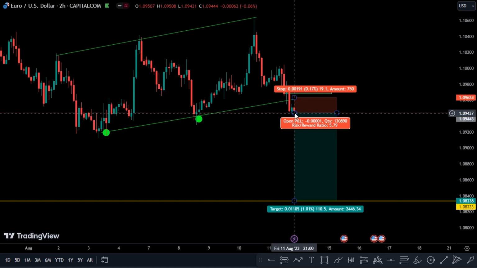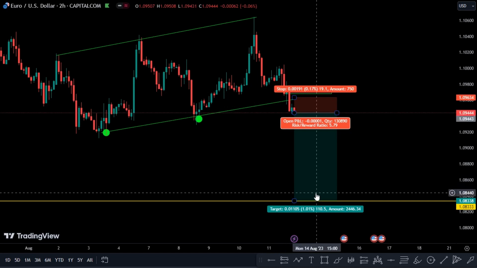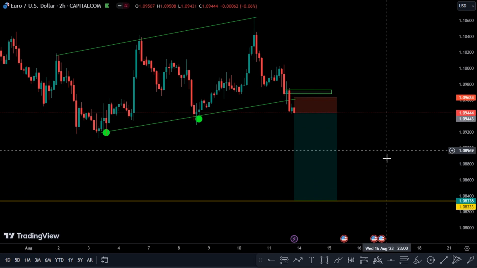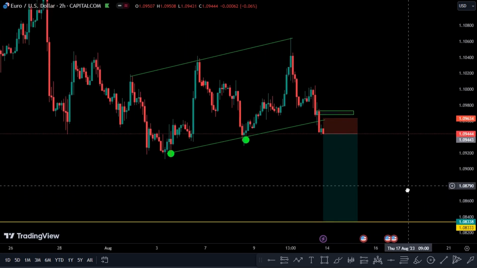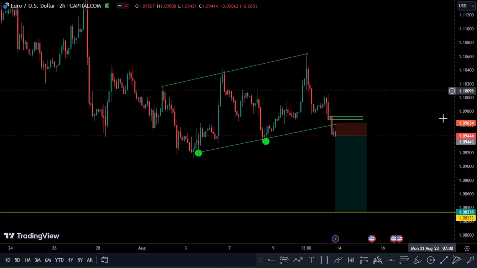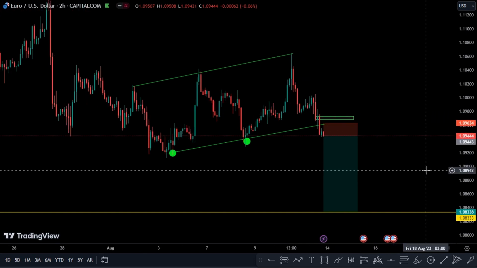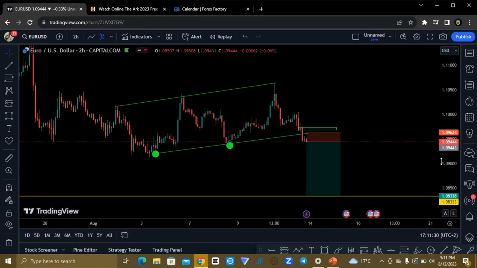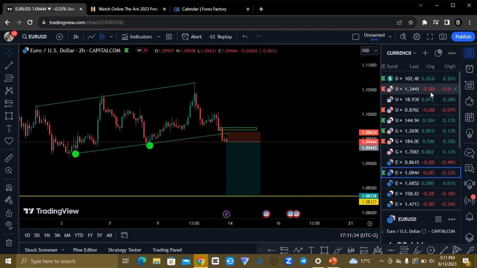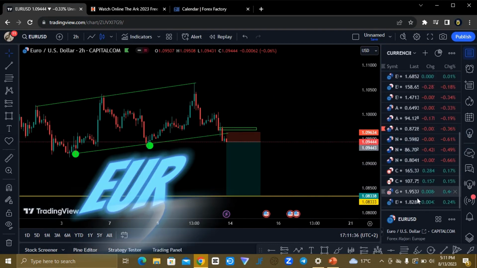And now what we anticipate from here is that a drastic push to the downside is going to be occurring as soon as the market opens and then it unfolds. So that is our anticipation on Euro USD. Okay, and then our last pair that we are going to be looking into for this week is going to be Euro NZD.